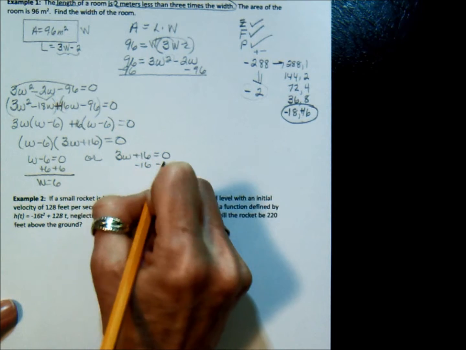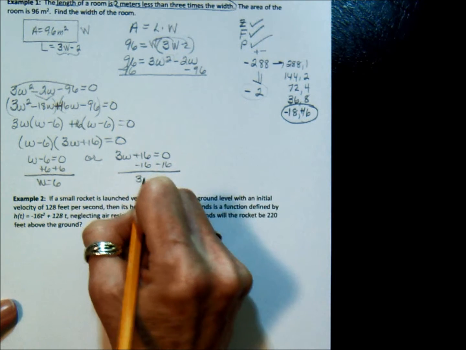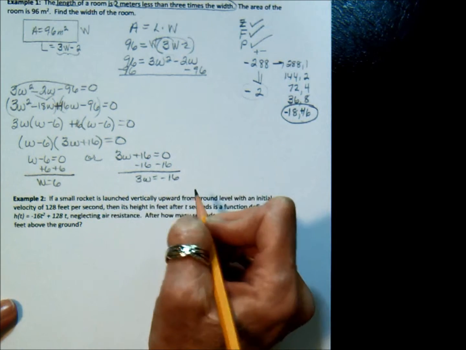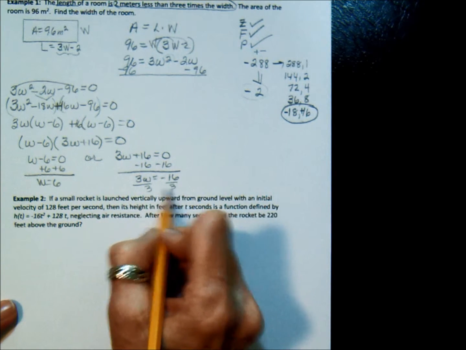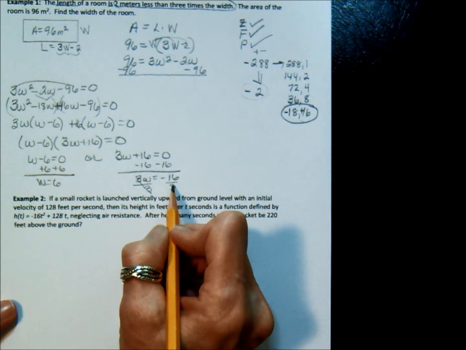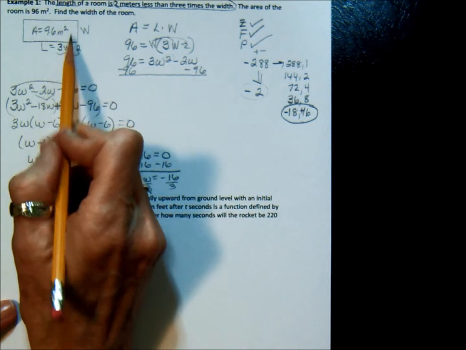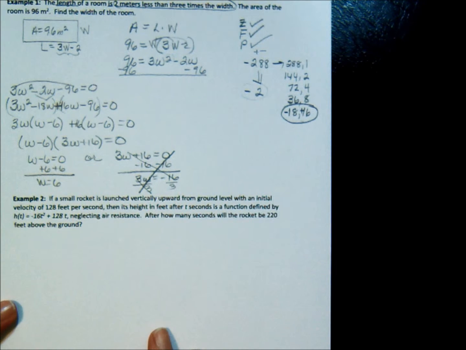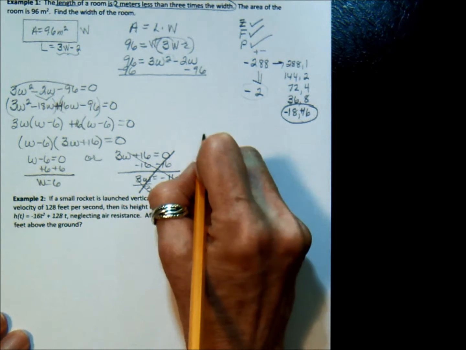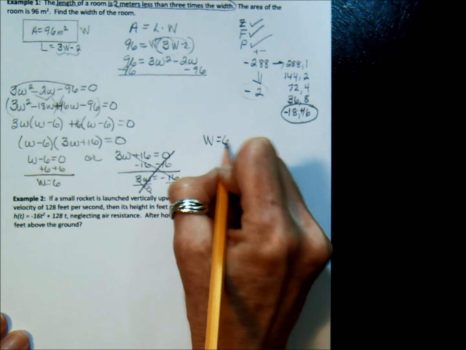Here I subtract a 16 and I basically can stop. The reason is I'm going to end up with the negative width here, and I can't have a negative width of my rectangle. So I can discard this answer, even though it solves the equation, it doesn't make sense in the context of this problem. So I know that the width is 6 meters.